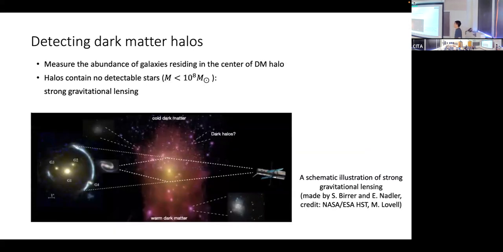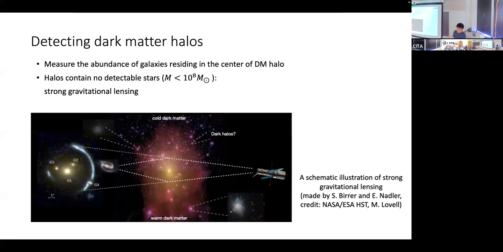So the question then is how we detect these dark matter halos. The first way is that if the dark matter halo is massive enough, it can host a galaxy in its center, so we can just observe the galaxy in the center of the dark halo and count the number of galaxies to estimate the abundance of dark halos. But for smaller halos, for example with halo mass smaller than 10^8 solar masses, these halos contain no detectable stars, so we cannot observe those dark halos directly or through the galaxy.